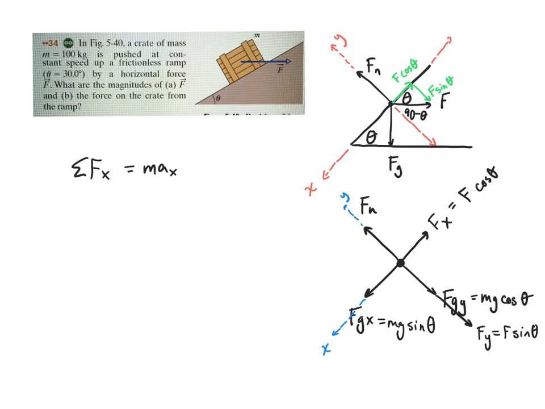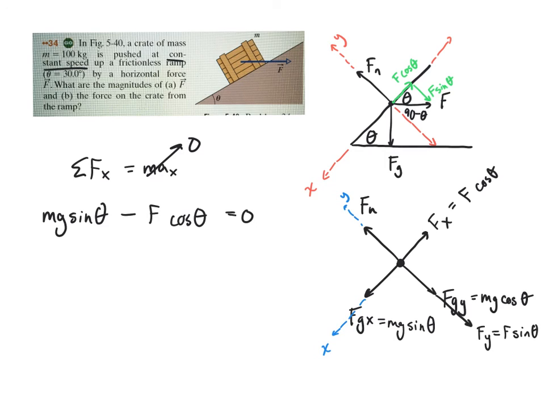What's the acceleration in this problem? What's the acceleration given as? 0. Why? Because it's at constant speed. Good. Constant speed, it says, right? Constant speed in the problem. So acceleration is 0. So we've got in the x direction, we've got pulling down the ramp, which we're considering positive down the ramp. We've got, let me write it out actually, mg sine theta minus f cos theta equal to 0.